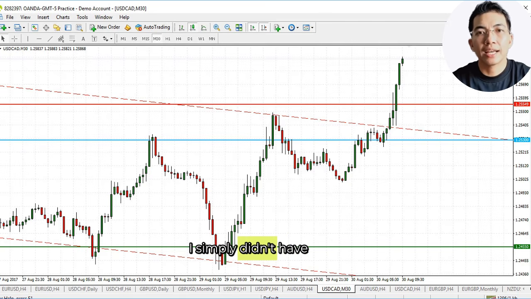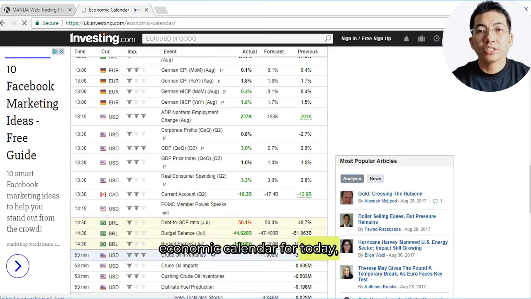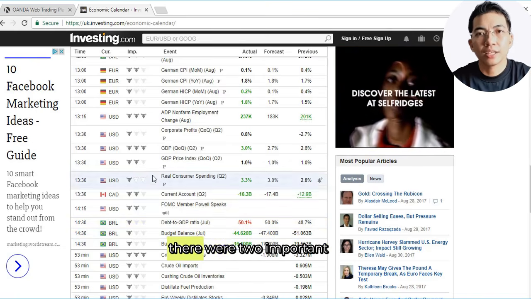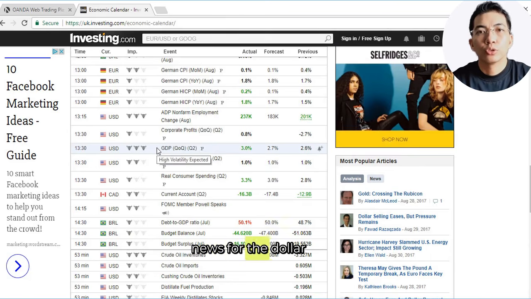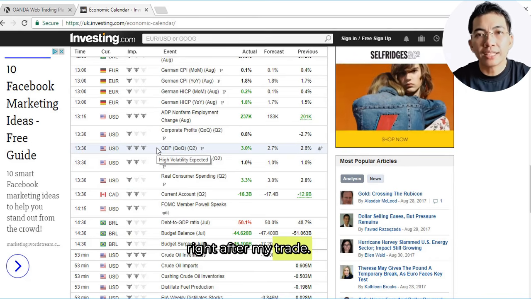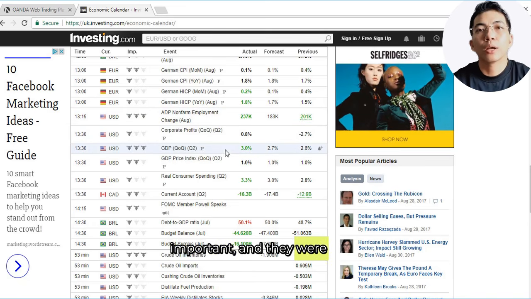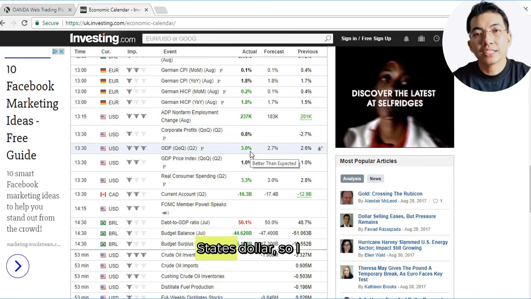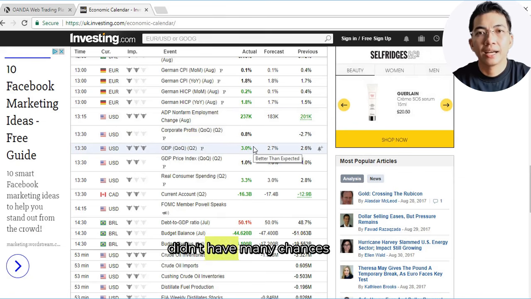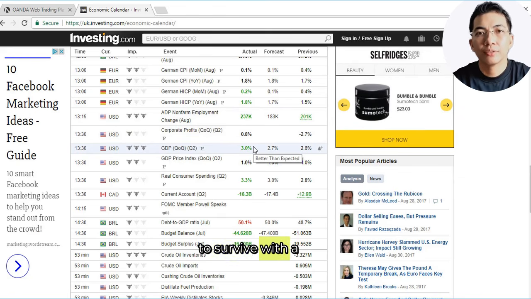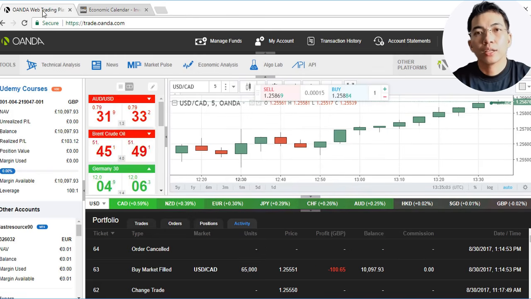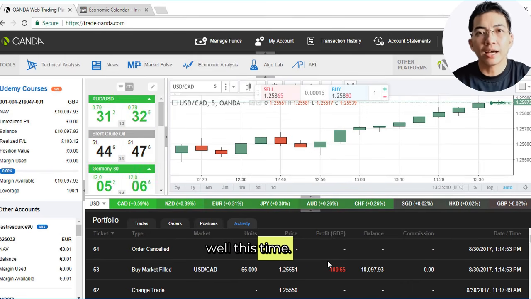I simply didn't have a look at the economic calendar for today and I forgot that there were 2 important news for the dollar right after my trade. You can see that the news were pretty important and they were positive for the United States dollar, so I didn't have many chances to survive with a stop loss of 25 pips. So going on the web platform, I have my trade here and you can see that it didn't go very well this time.